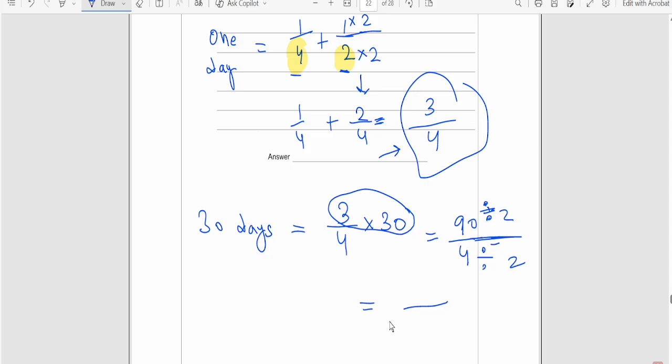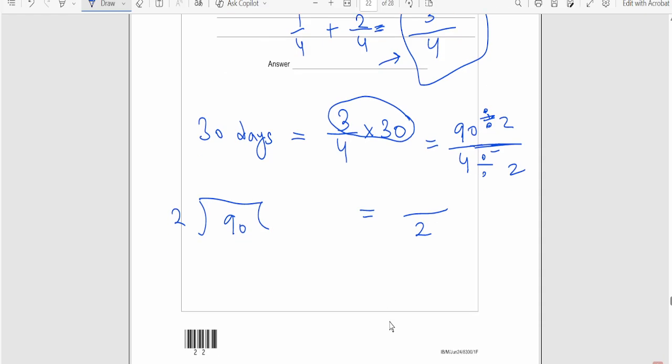4 divided by 2 is 2. Yes, the denominator is 2. And 90 divided by 2 is... Like in 2 times table does 9 appear? No. So what is the number that is smaller than 9 but closest to 9? 8. 8, right? So 2 times 4, 8.